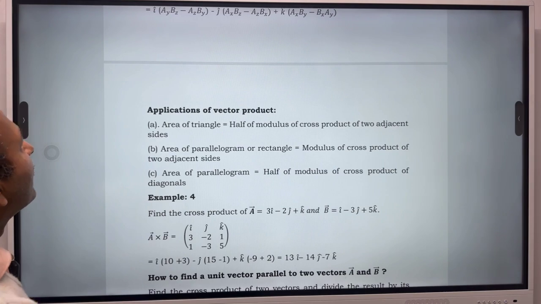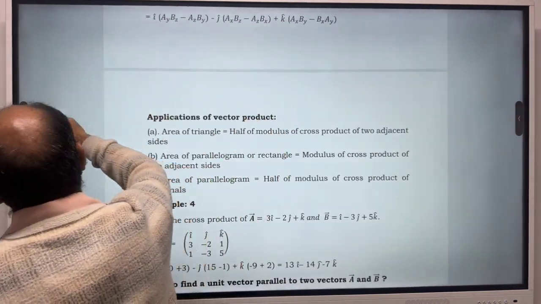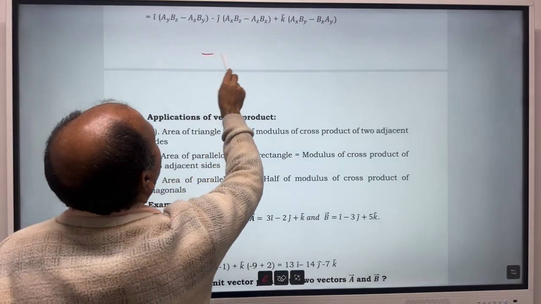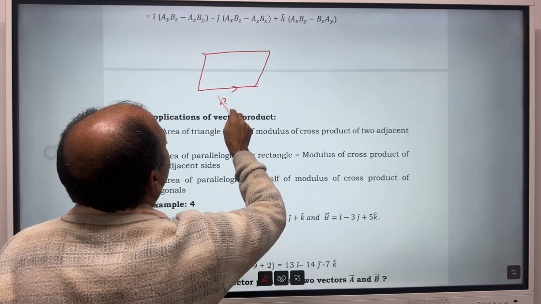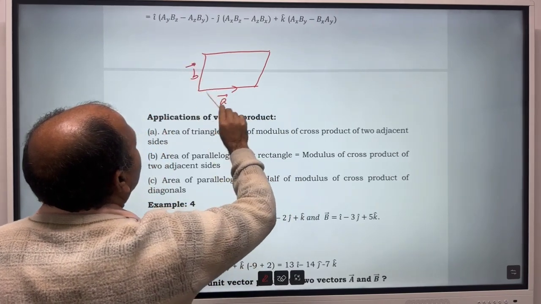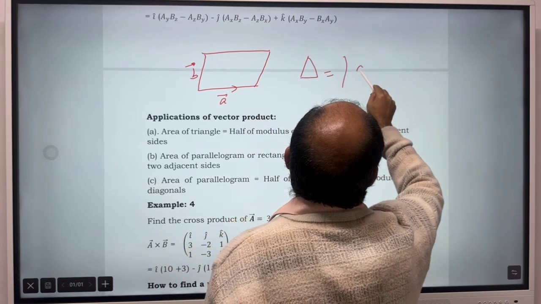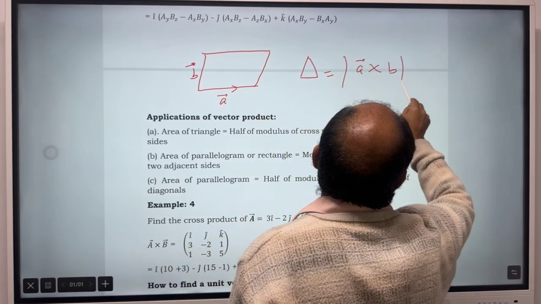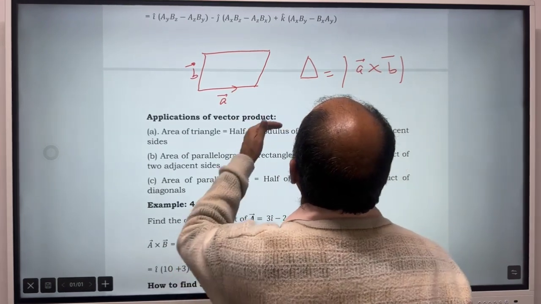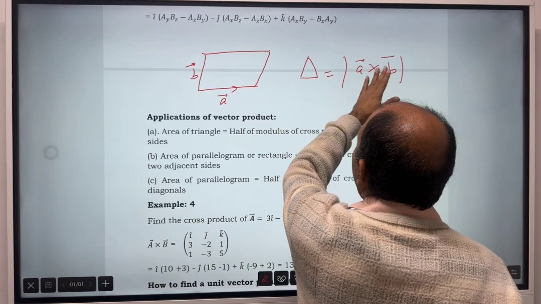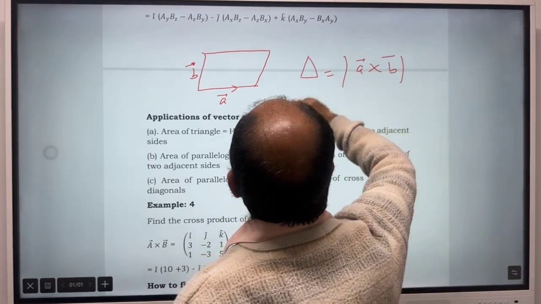Another, suppose you want to find the area of a parallelogram. Here there are two possibilities. If two adjacent sides are given, suppose this is vector A, this is vector B, the area will be just A cross B. Obviously, it will be double the area of the triangle. In the case of the triangle, you found A cross B and its modulus, and then divided it by 2. Here, you don't have to divide it by 2.